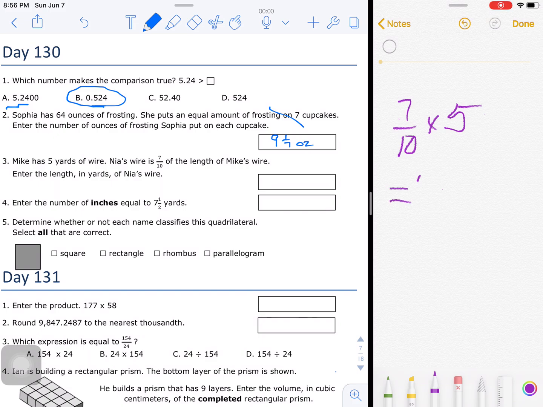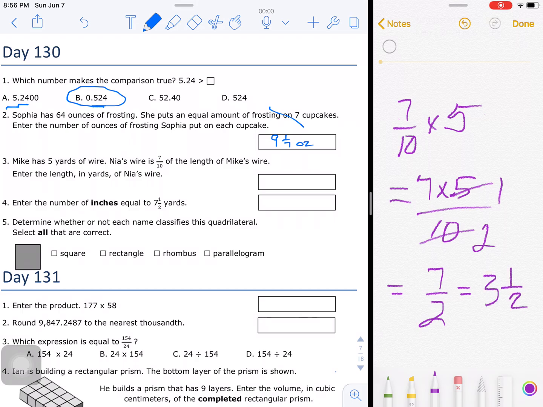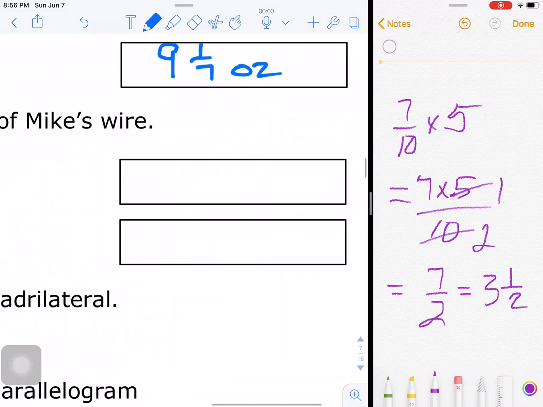So that is equal to 7 times 5 over 10. We can do some cross canceling here. 5 and 10 have 5 as a factor, and so we're left with 7/2 or 3 1/2. So Nina has 3.5 yards of wire.